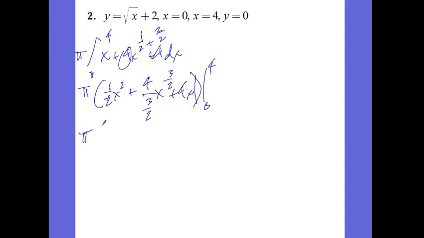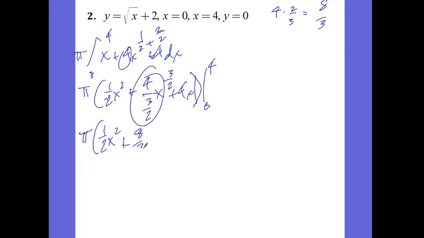And I'm going to simplify this a little bit. 4 over 3 halves is simply 4 times the reciprocal of 3 halves, so it's 4 times 2 over 3, which is 8/3.